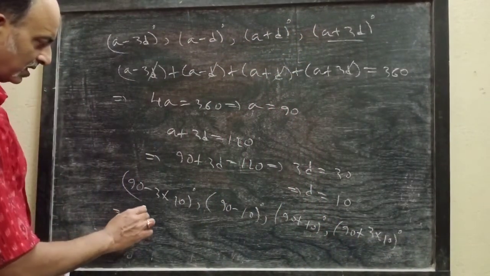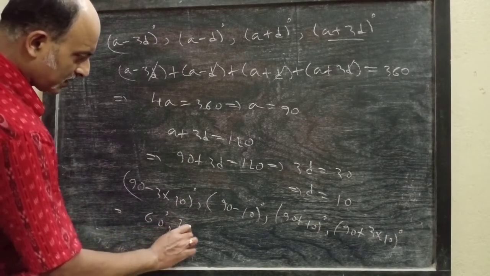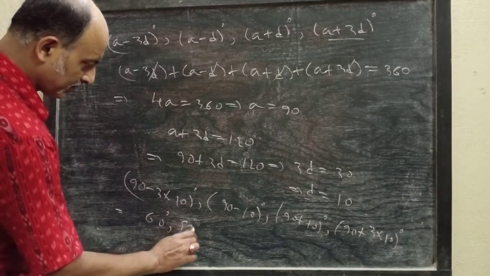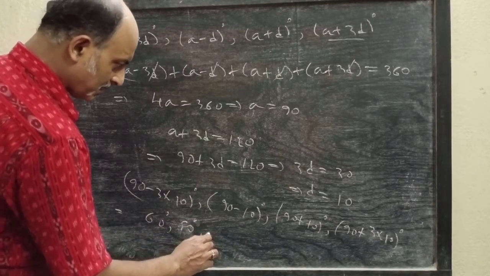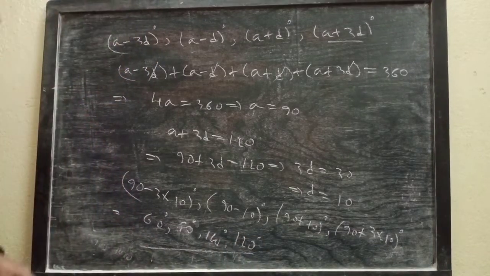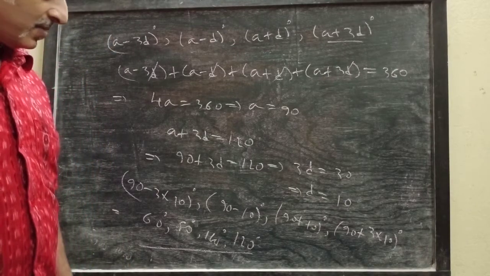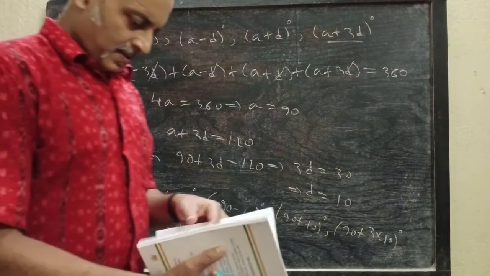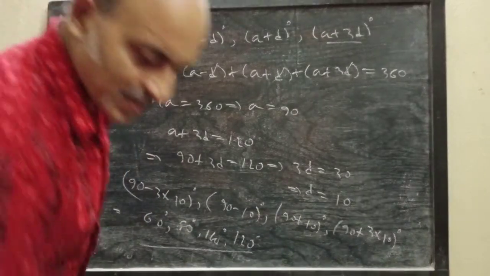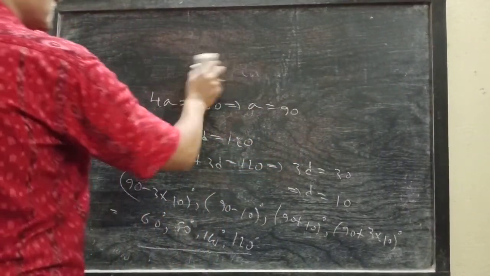So ultimately we get 90 minus 30, that is 60 degrees. This is 80 degrees. Sorry. This is 100 degrees and this is 120 degrees. So we got all the four angles of the quadrilateral which are in AP. But we are asked to find the measures in radian measure. So we have to shift these measures to radian terms.